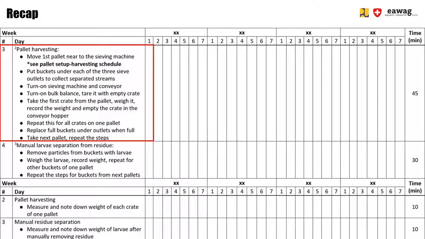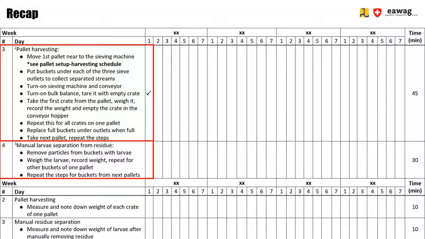We then took the first crate, weighed it, and noted down the weight before emptying those three crates into the container hopper and repeating this process for all crates on the pallet, while replacing the full buckets under the outlets with the empty ones, making sure that all the full buckets of one pallet were kept separated from the other pallets so that we can measure that data separately. And we then repeated the process for the other pallets that we have to harvest.